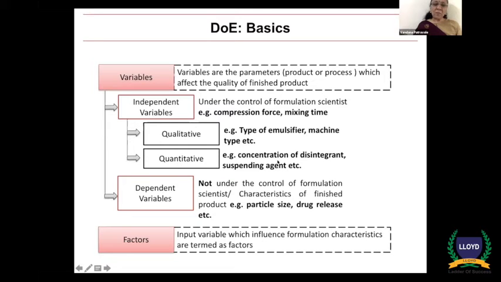But if you are talking about, say, certain nano formulations, which are nowadays very prevalent, particle size is important because finally it is a particle size which will be related to drug release. So this is about variables. Input variable which influence formulation characteristics are termed as factors. So as I said, independent variables therefore would be input factors and dependent will be output factors.